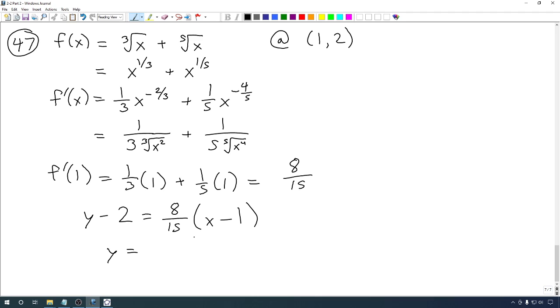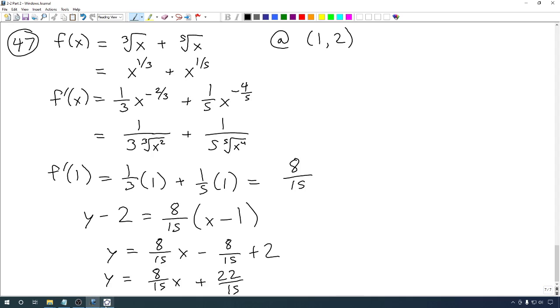I'm going to go ahead and, again, move stuff around until this is in our slope-intercept form. That means I get to distribute the 8/15 both to the x and to the 1. I take the minus 2 that's over here, and I add it to the other side. Then I get to combine the minus 8/15 and the 2. Everything else just stays as it is. Our slope is still 8/15. But now we get our y-intercept of 22/15.